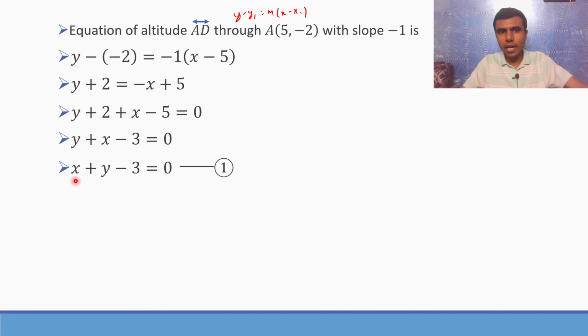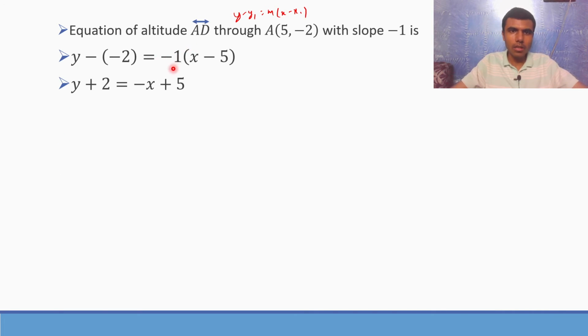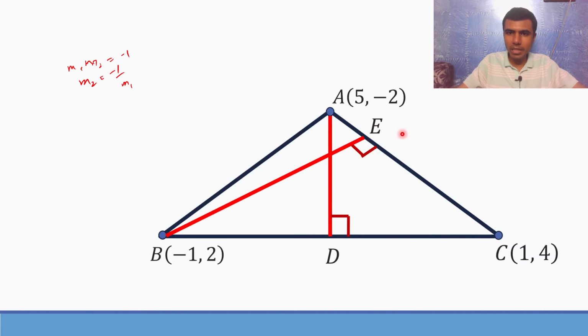I got the equation of one altitude, the equation of altitude AD. Next, I told you I want to find out the equation of altitude BE. For this, I first have to find out the slope of the line through A and C. I will find its slope, and then -1 by its slope will be the slope of BE.